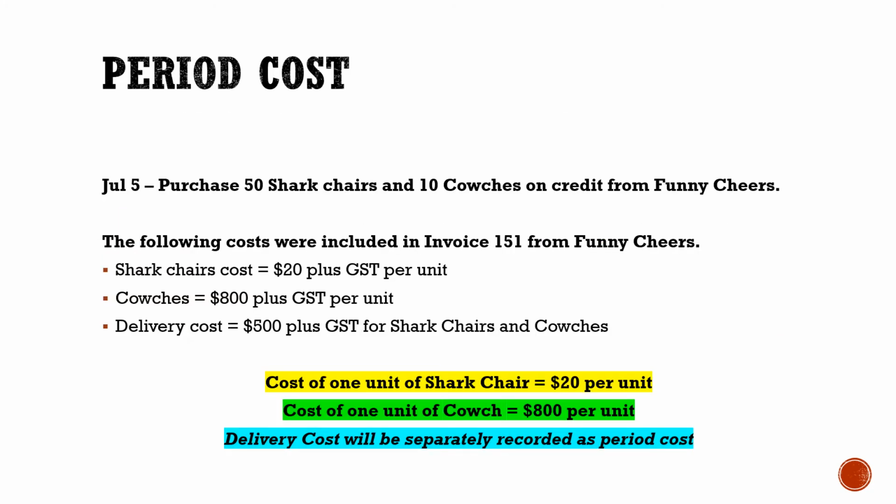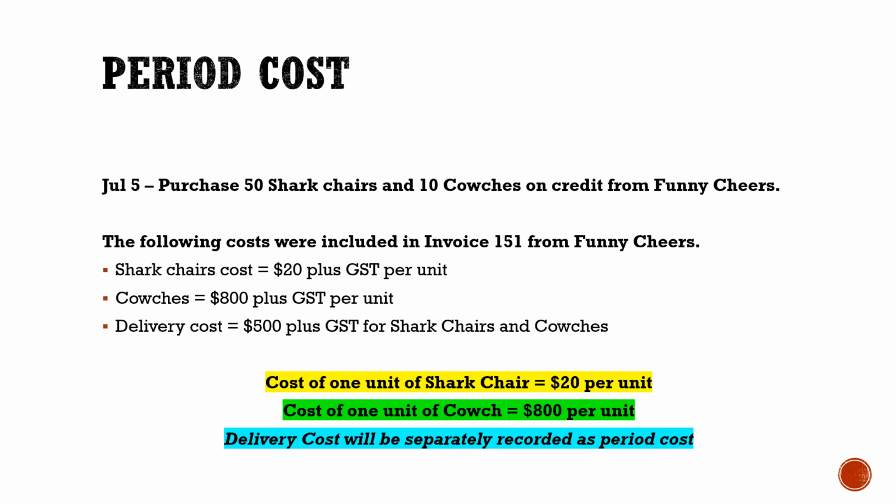Let's take a look at this example here. On the 5th of July, the business purchased 50 shark chairs and 10 couches on credit from Funny Chairs. The following costs were included in invoice 151 from Funny Chairs. The shark chairs cost $20 plus GST per unit. The couches cost $800 plus GST per unit. And the delivery cost was $500 plus GST for both the shark chairs and couches.